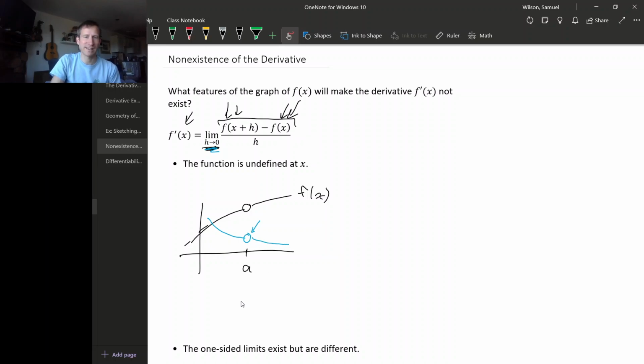So something like this. If the function is undefined, what does that look like? There's just a hole in the graph, but that means that there will also be a hole in the graph of the derivative.